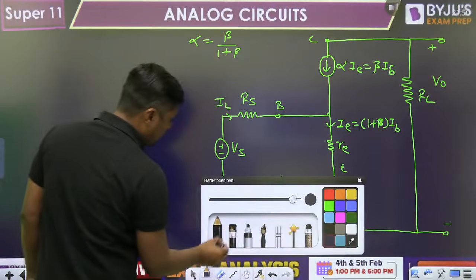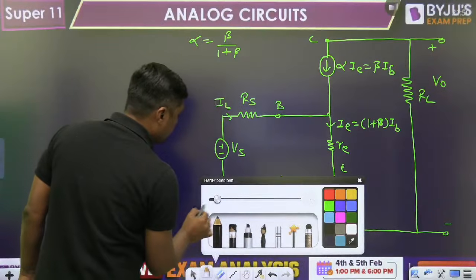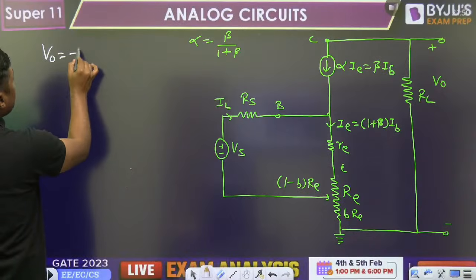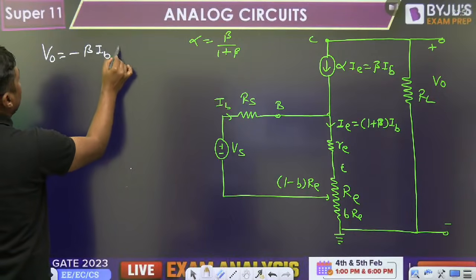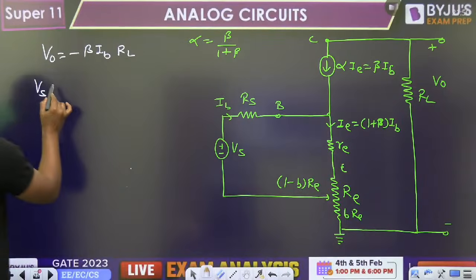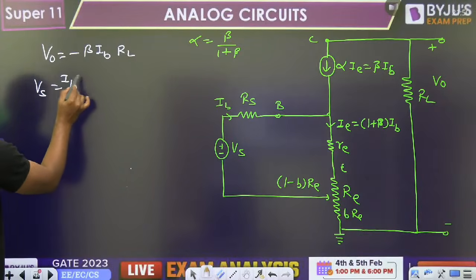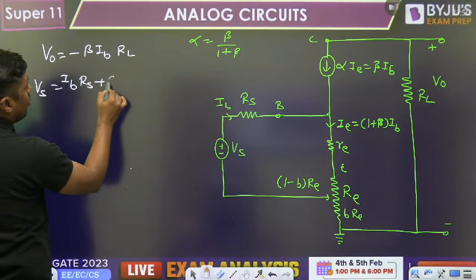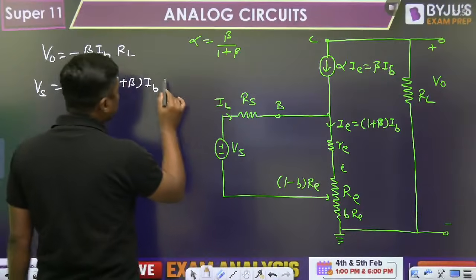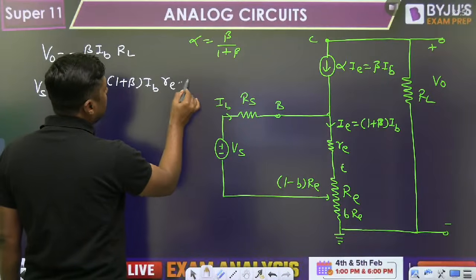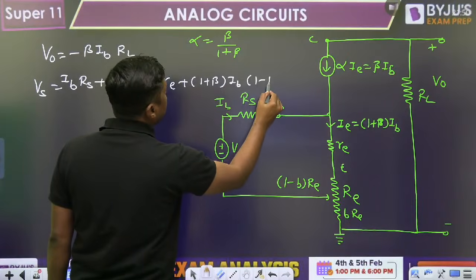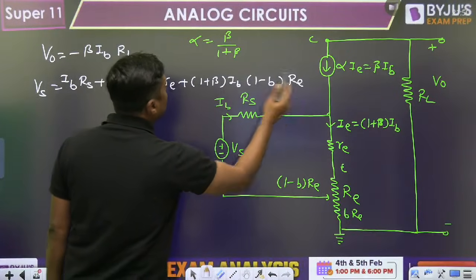No, I'm going to apply the KVL here. Okay, what is the V0? V0 will become minus beta IB into RL. And what is the VS? VS, write down the KVL: IB into RS plus (1 plus beta) times IB into small re plus (1 plus beta) times IB into (1 minus beta B) times capital RE. And that is the value.